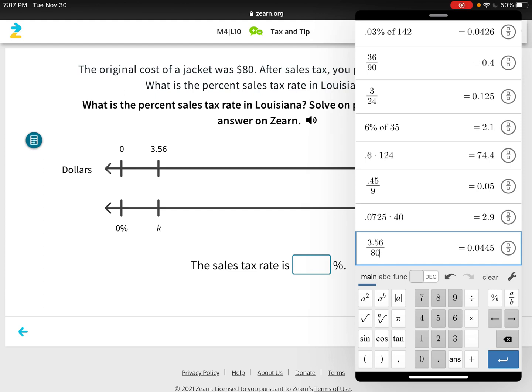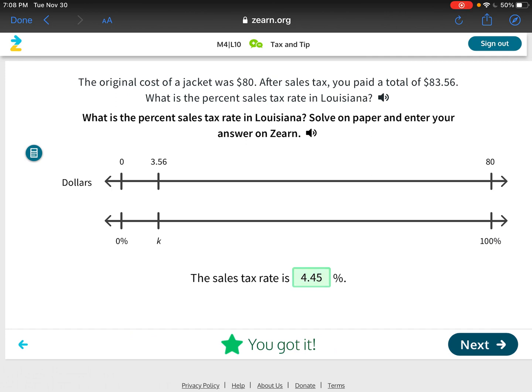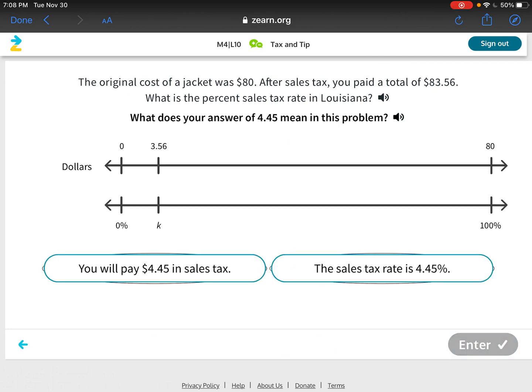And you get 0.0445, but then we have to make that a percent. So it goes 2 places to the right, which puts us at 4.45%. And that is the sales tax rate.